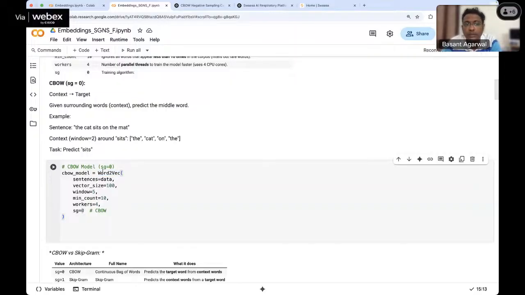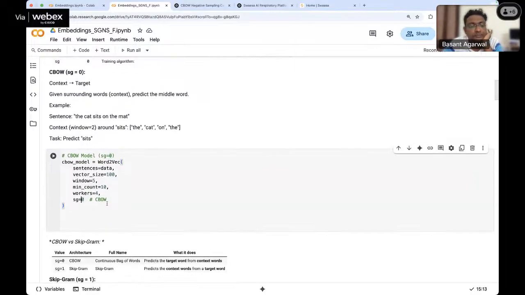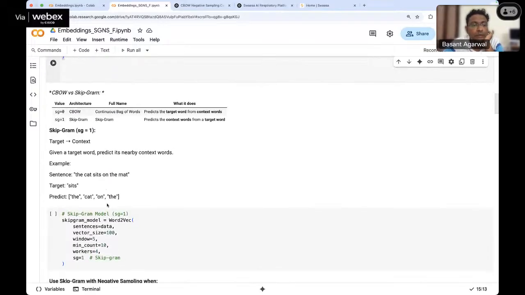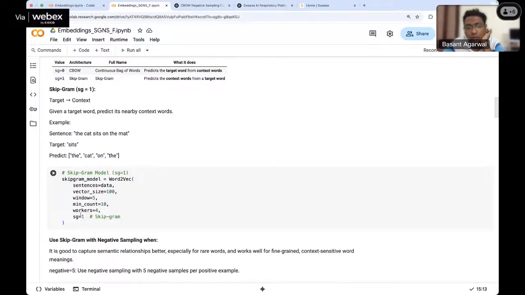So with this parameter in the Gensim implementation, we automatically understand that this has to be trained using the continuous bag of words or skip gram algorithm. Okay, so when I use SG equal to 1, this will develop a skip gram model.